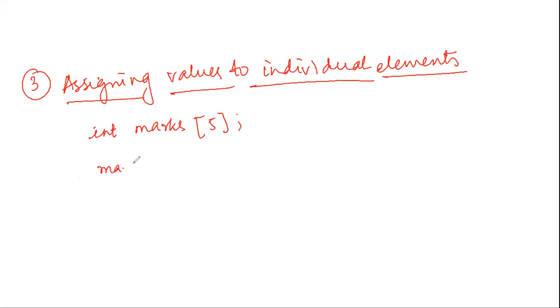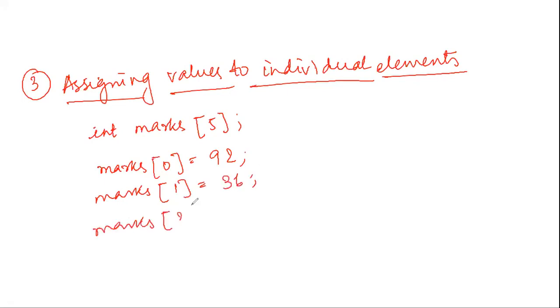That means marks 0 I am assigning as 92, marks 1 as 36, marks 2 as 44. So like this I am doing. These are the individual values which I am assigning, using this assignment operator, right? So using the assignment operator, I am assigning values to individual elements. These are the 3 ways we assign values to the elements.